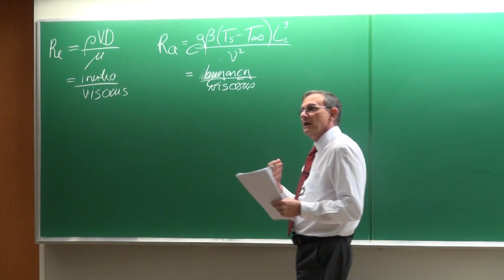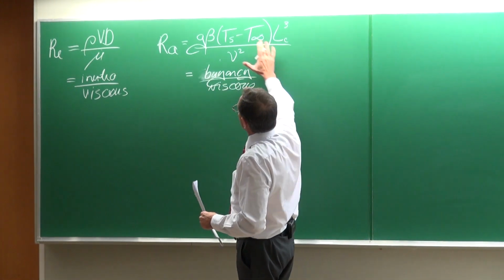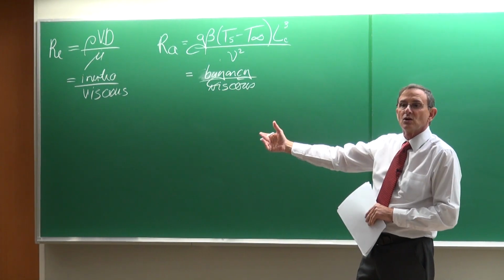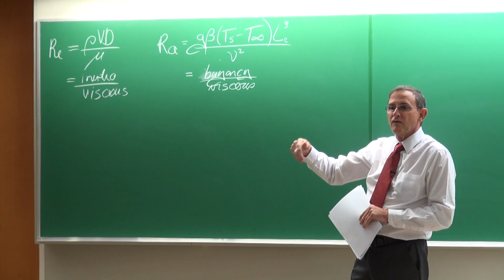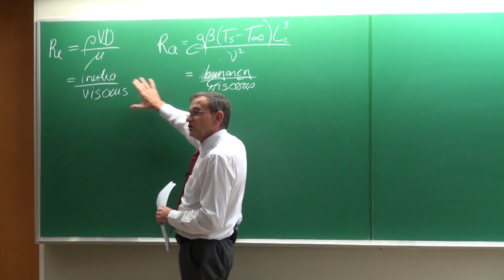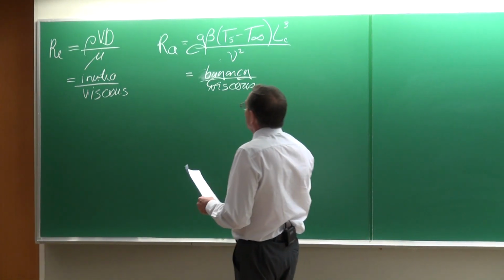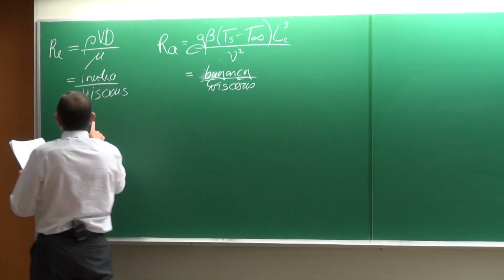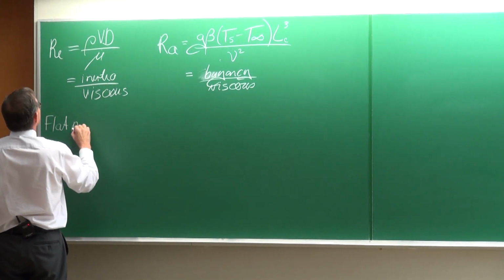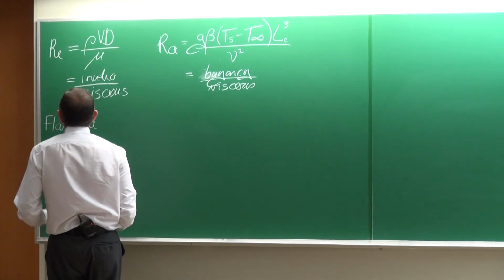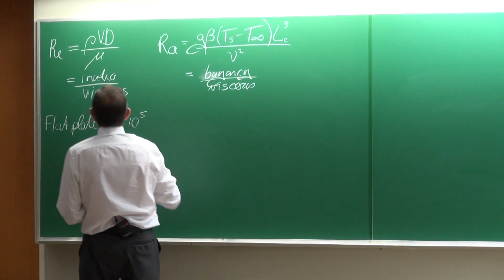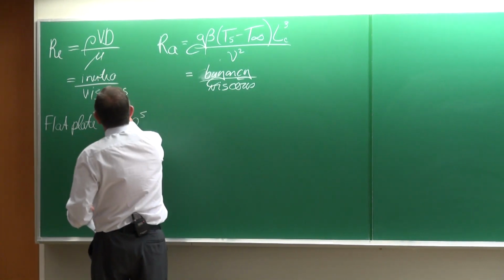Why? Because in many natural convection problems, normally the velocities are extremely low, the order of 0.01 meters per second, etc. So therefore the Reynolds number doesn't really play a big role. And for that reason, as we've used the Reynolds number for a flat plate, transition occurred typically at 100,000. Okay, so that is the Reynolds number.